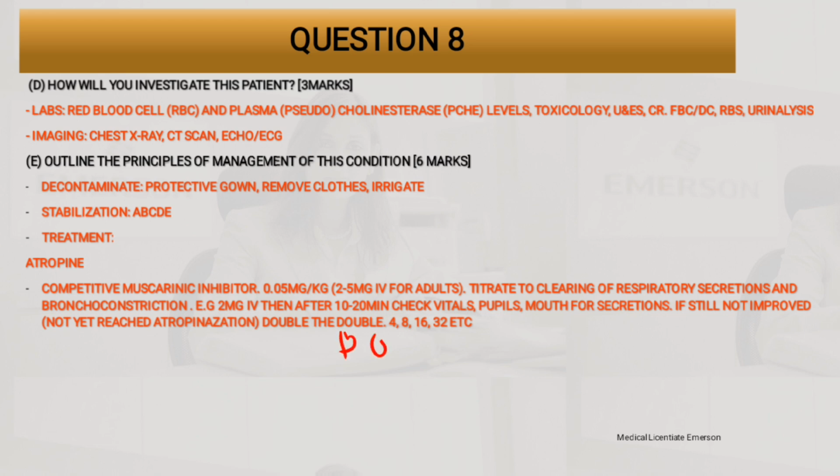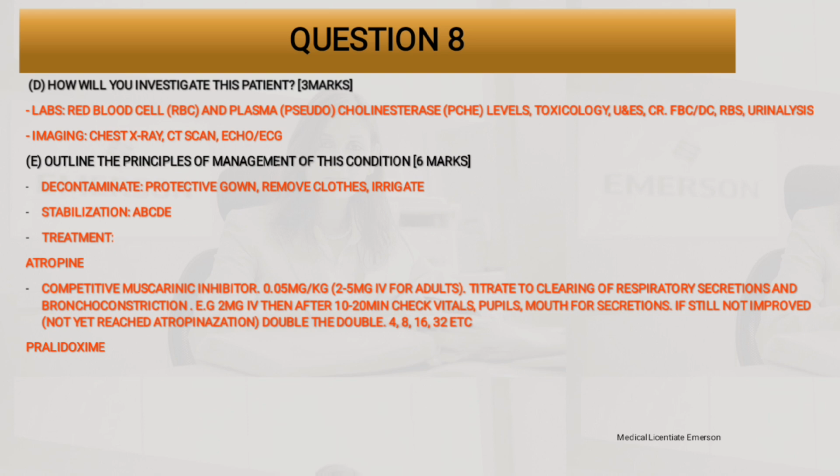So after you double the dose, if you started with 2, you go to 4. After 10 to 20 minutes, still not improved, 8. Still not improved, 16. Not improved, 32, until they reach full atropinization. That's how you go about it.